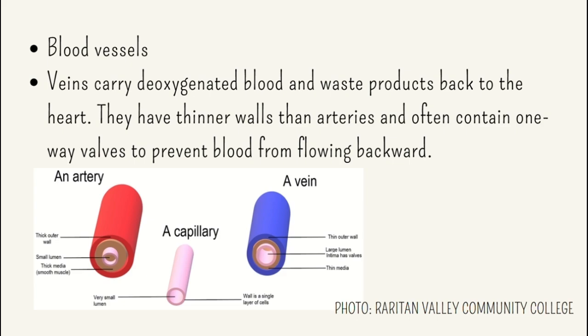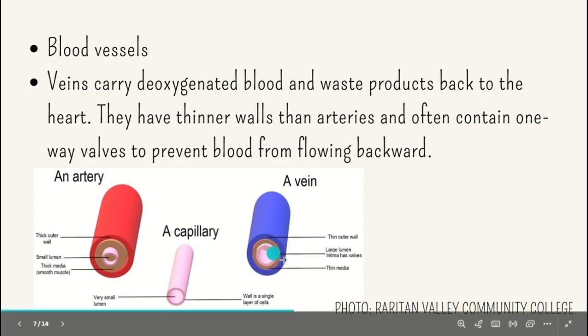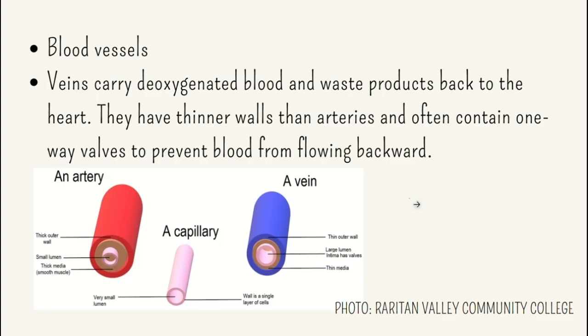So we say veins are carrying deoxygenated blood to the heart, right? And these veins have valves to prevent the backflow of blood, because we don't want the deoxygenated blood to go where it's not supposed to. So now, as you can see, the vein has an extremely large lumen. Why do you think the vein has thinner walls, and why such a big lumen?